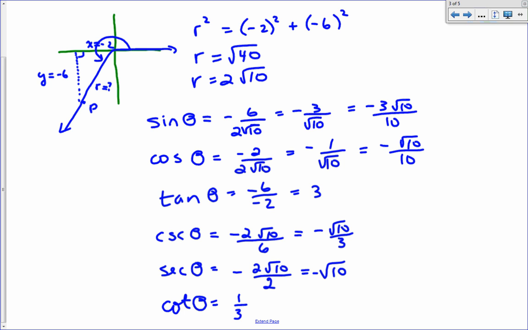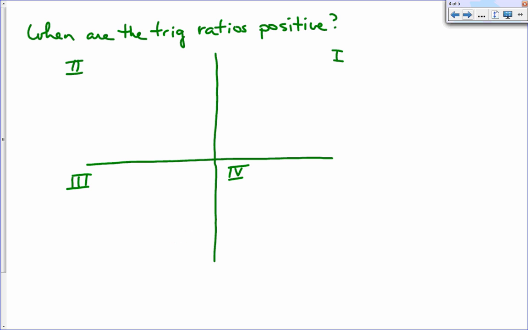So notice that some of the trig ratios are positive and some of them are negative, which makes sense because as soon as we get outside of the first quadrant, either x or y, and sometimes both, are negative. So let's take a look at if we can figure out a pattern for when the trig ratios are positive.